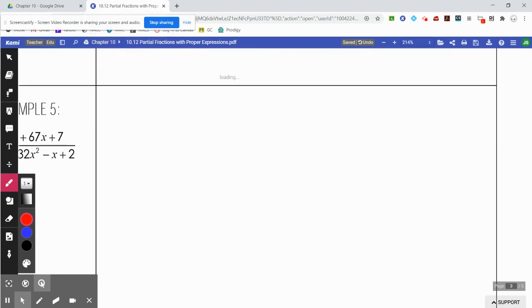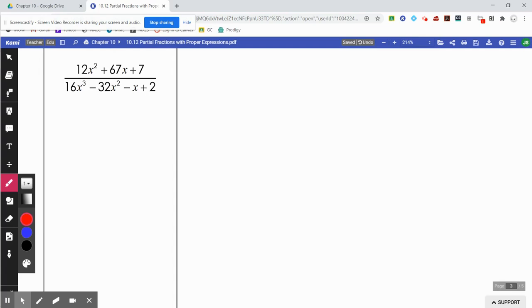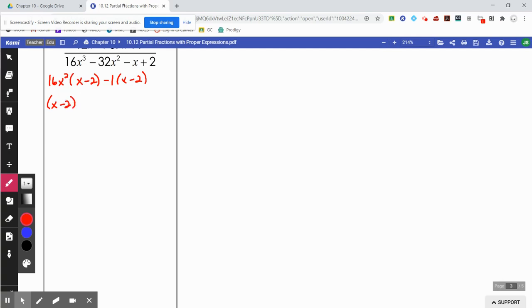Okay, next example. Example number 5. Again, we're going to factor the bottom first. It looks like we can again use factoring by grouping. So we're going to factor out a 16x squared. You're left with x minus 2. Factor out a negative 1, and you're also left with x minus 2. Factor out an x minus 2 out of both terms, and you're left with a 16x squared minus 1.